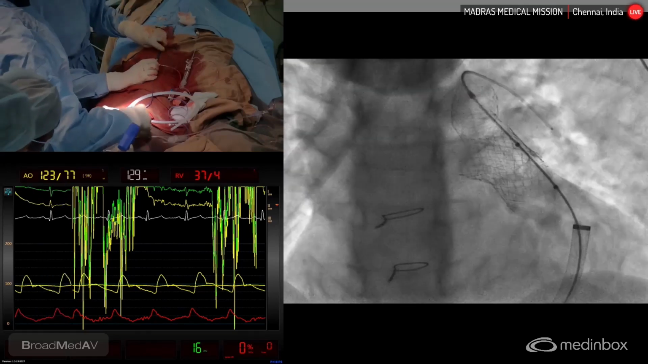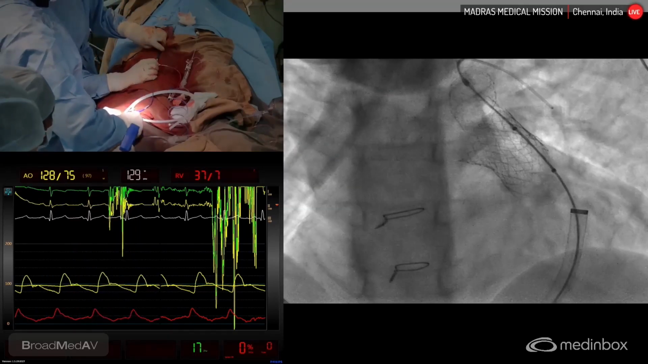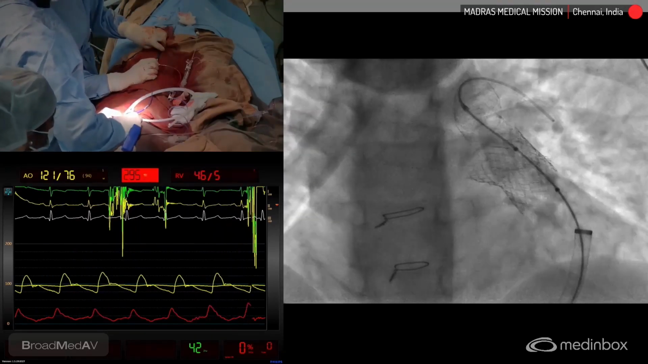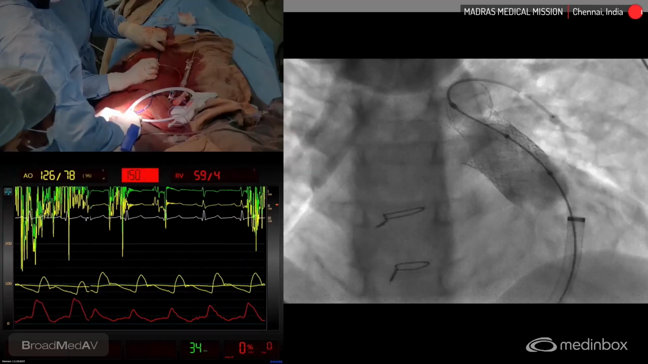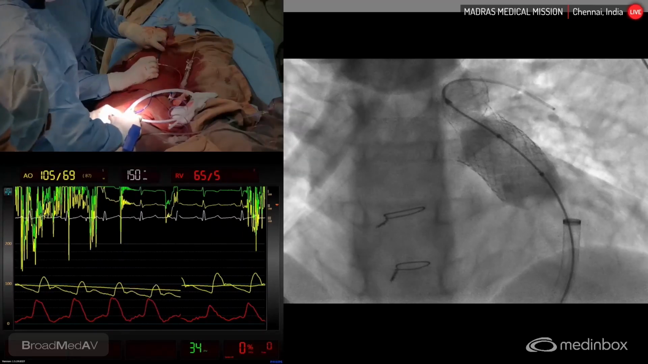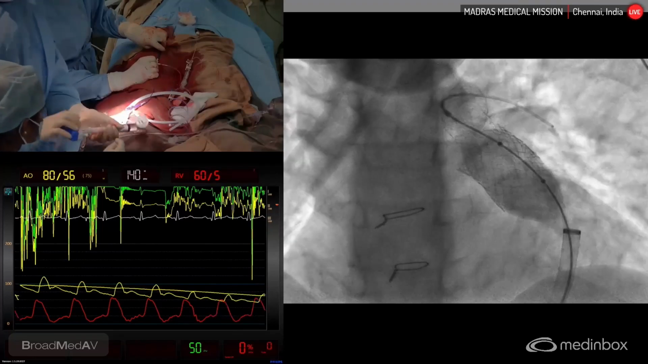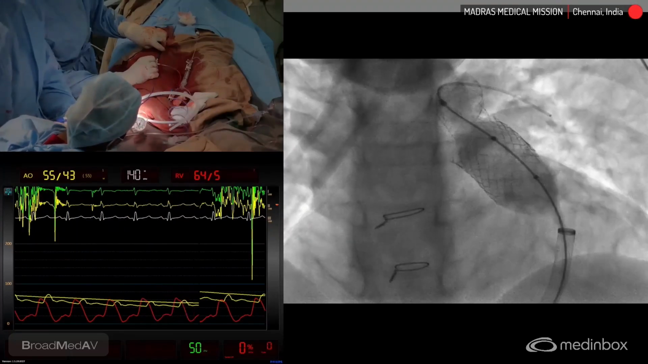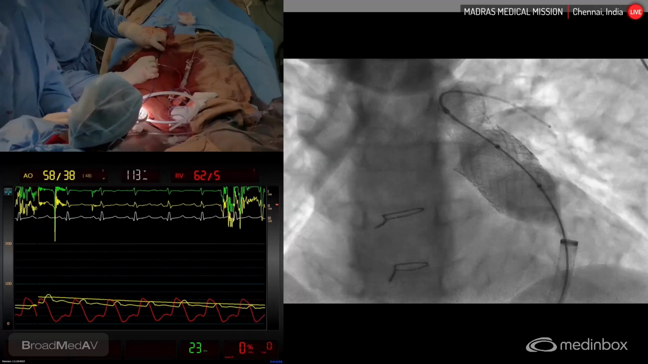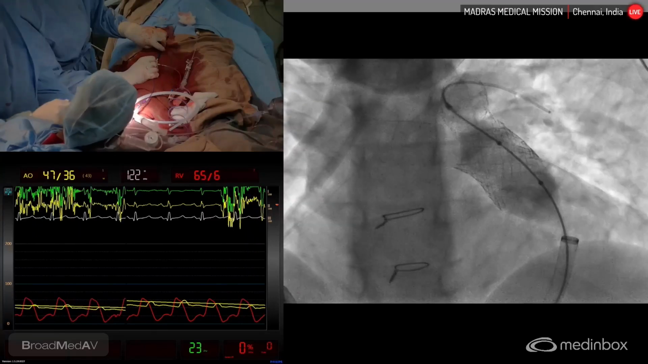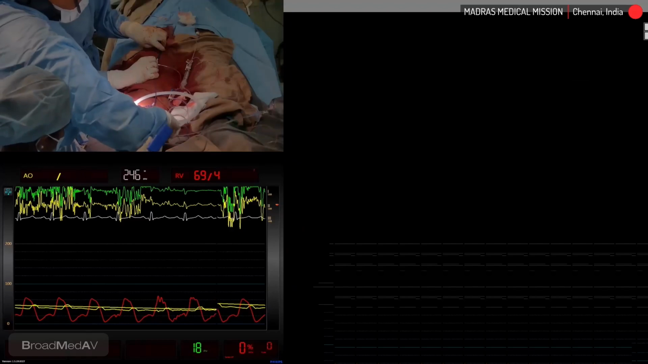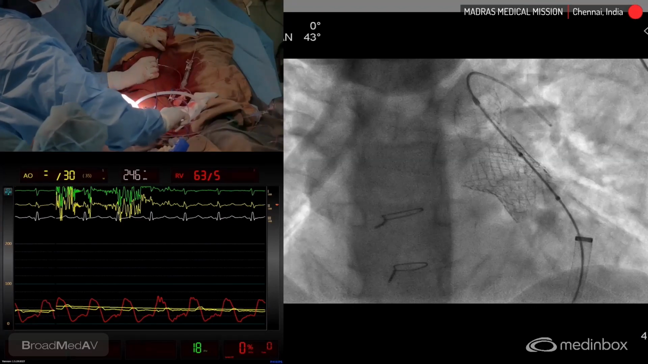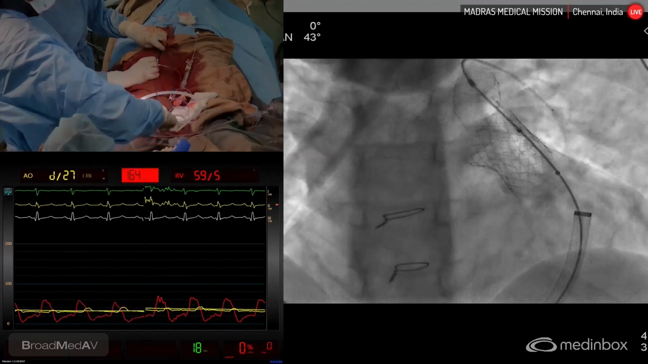Our intention is only to dilate the proximal portion, so keep it forward pushed. Now go up. Tell me the number. 4, 8, 11, 10, 11. Fluorostore this and run it again.